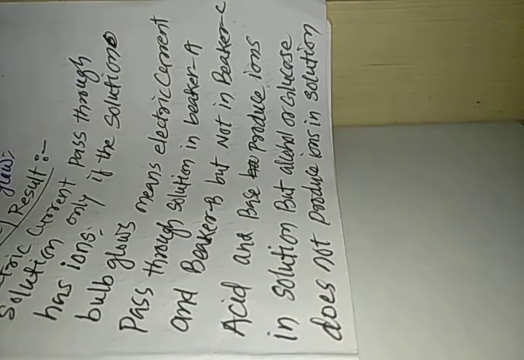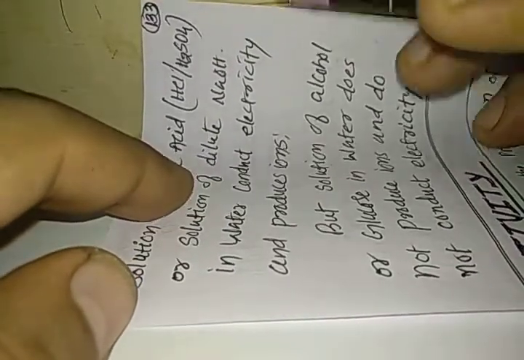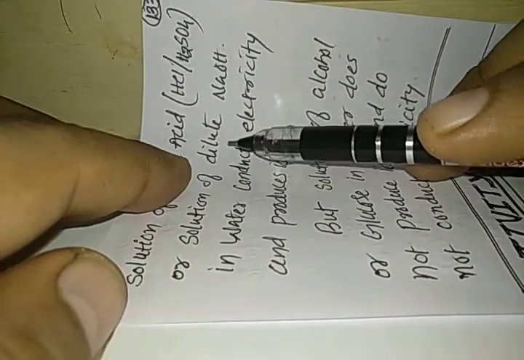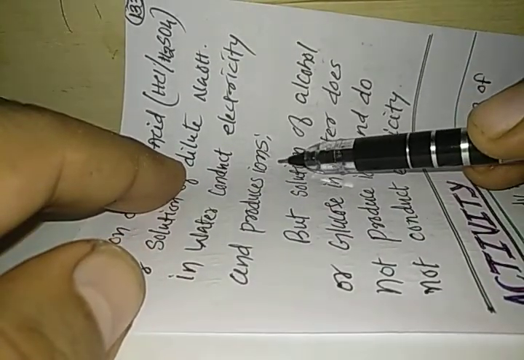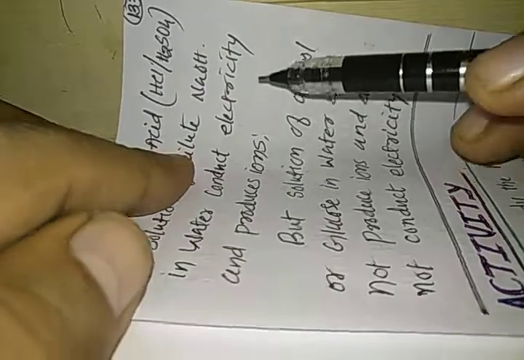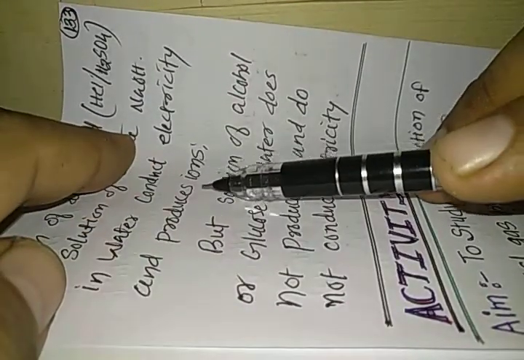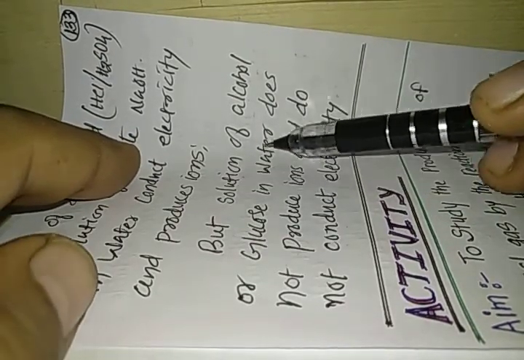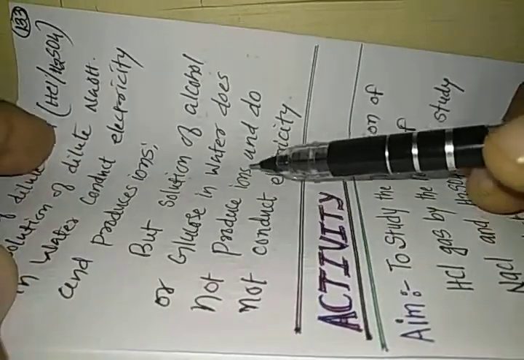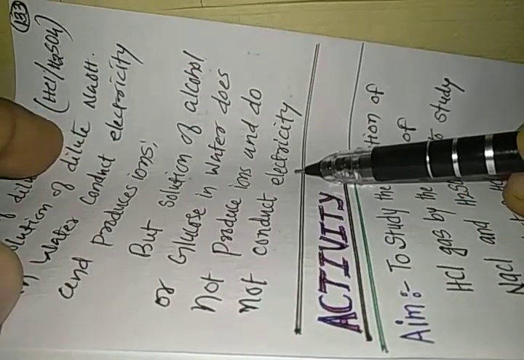So this is what we can easily understand from this activity, that acid and base produce ions. So both acid as well as base produce ions in the solution. A solution of dilute hydrochloric acid or dilute sulfuric acid, or a solution of dilute NaOH in water, conducts electricity and produces ions. So this is what is common between acid and base, that their solutions conduct electricity and both acid as well as base produce ions. But a solution of alcohol or glucose in water does not produce ions and does not conduct electricity.